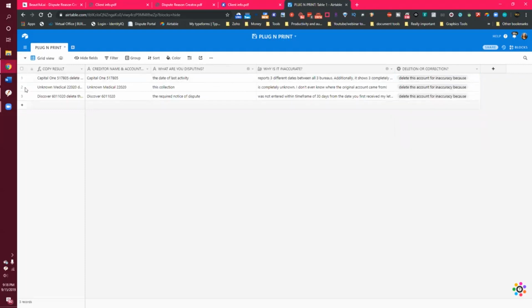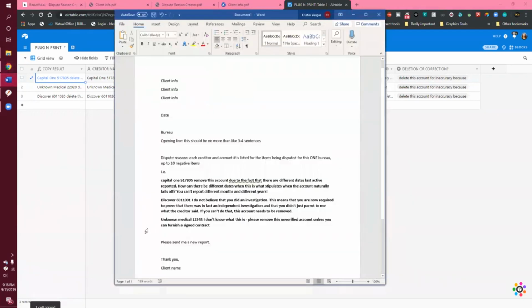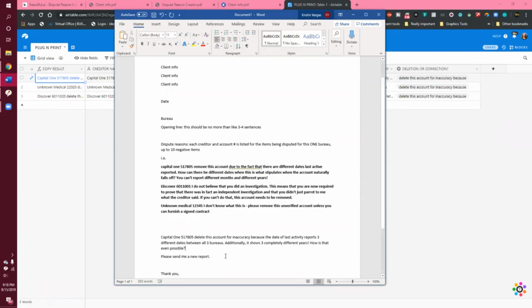And then this right here, it says copy result. It's going to paste this all together the way it's supposed to be. You just press Control C to copy. You're going to pull up the letter that you're currently writing, the same one that we used before, and you're just going to paste it. So let me click down a couple, Control V to paste. It's going to paste it the way it's supposed to look. Capital One, and so on. Delete this account for inaccuracy because the date of last activity reports 3 different dates, and so on.